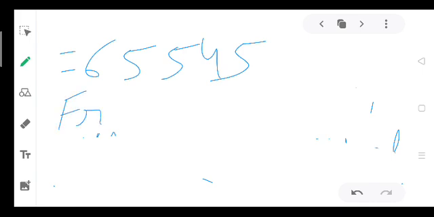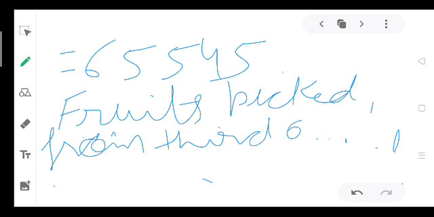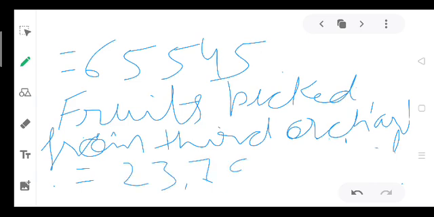सेकेंड ऑर्चर्ड से जो पिक किया है, these are 65,545. Then you will write third statement, fruits picked from third orchard. Third orchard is equal to 23,791. In this way also you can do your statement.